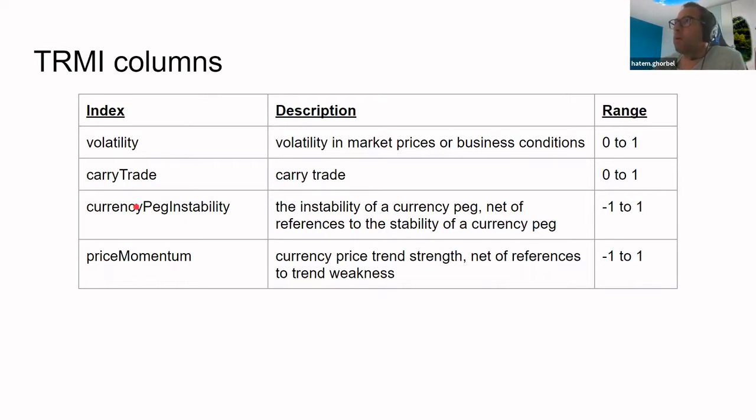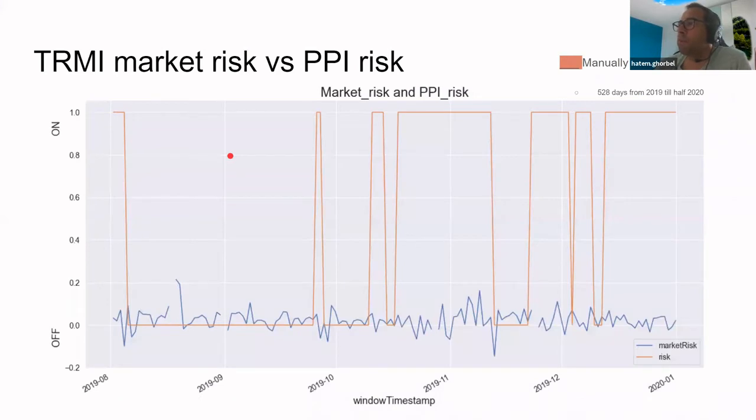So our aim is to look at this data and then to try to use it in order to predict trading. We have started with the US dollar and Swiss francs. So what we have done, we have first of all taken the period from 2019 until half of 2020, and we have manually annotated what we called the risk.